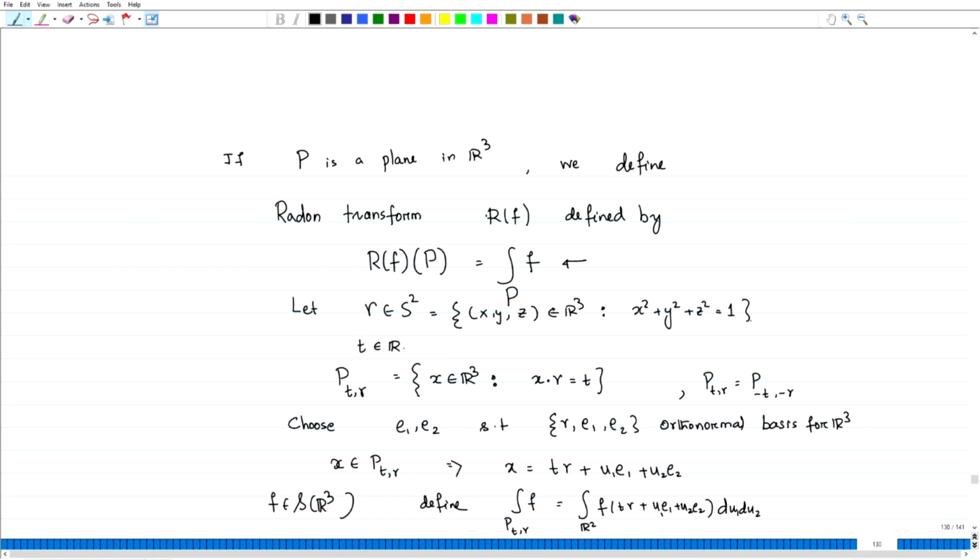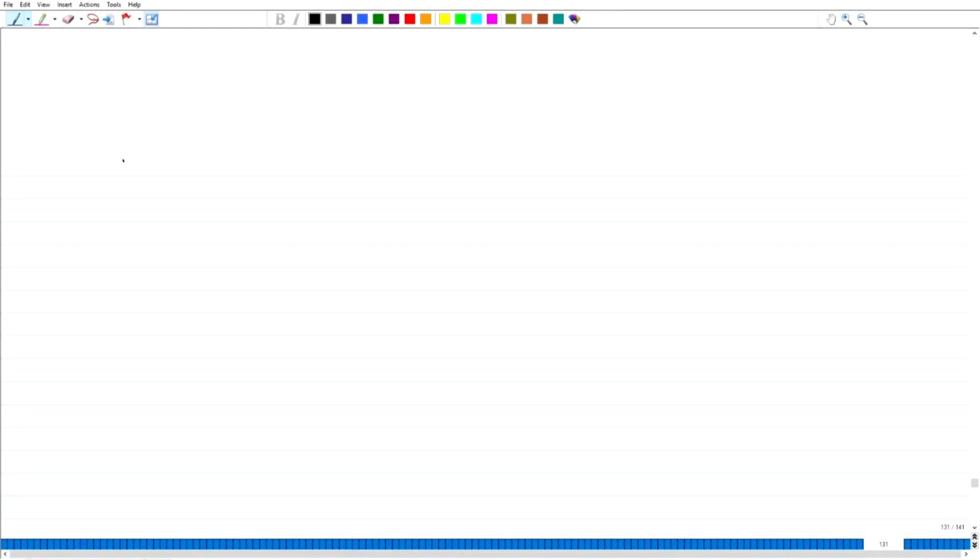So now we have defined this, but why should we believe that it is independent of the choice of basis we are taking? Suppose this is my gamma and someone takes e1 and e2 here, while somebody else takes some e1 prime and e2 prime. Then why is this integral over P t gamma the same for any choice of orthonormal basis? We need to show that the integral is independent of the choice of basis.